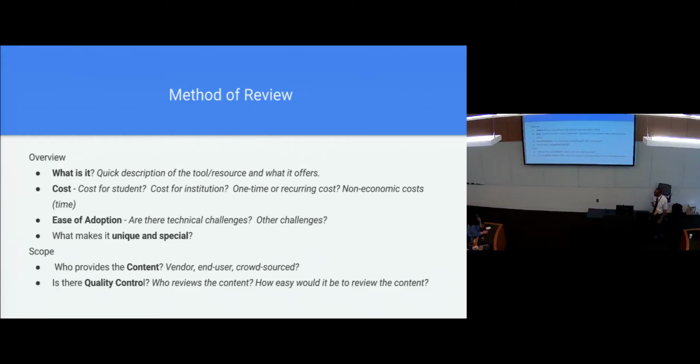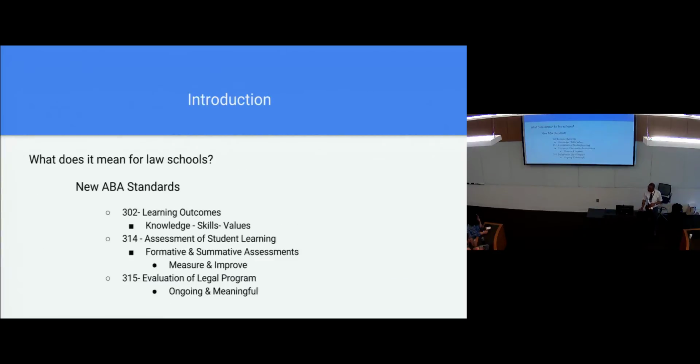And next is the scope. In other words, who provides the content? Is it the vendor? Is it the end user? Is it crowdsourced? And is there some measure of quality control? Who reviews the content, and how easy would it be to review that content?